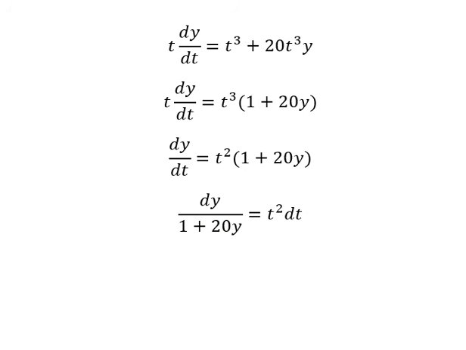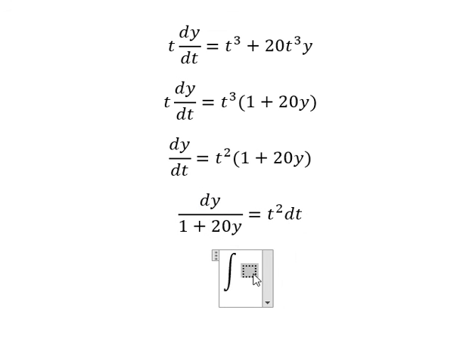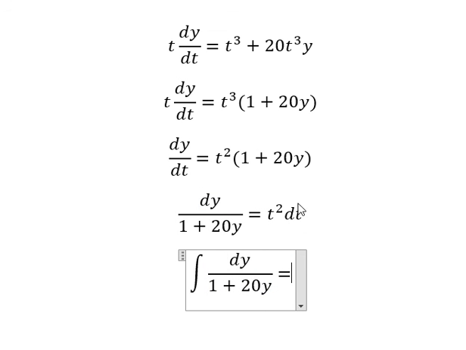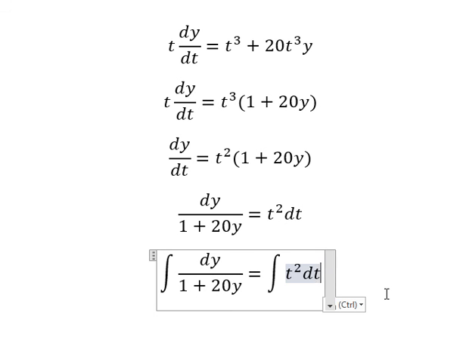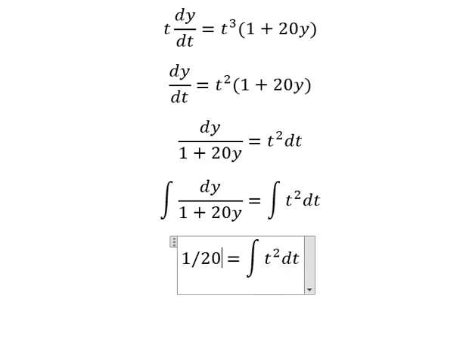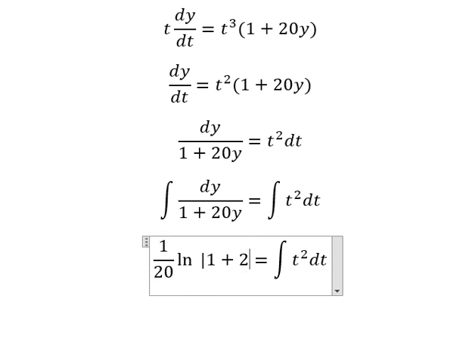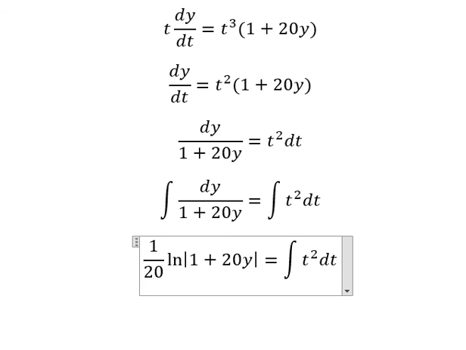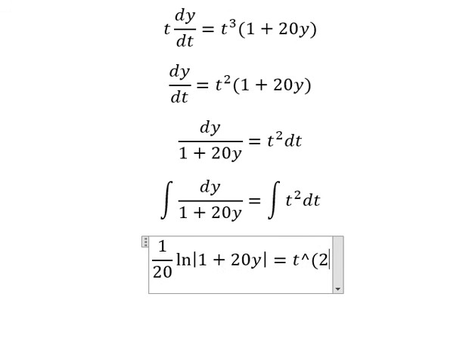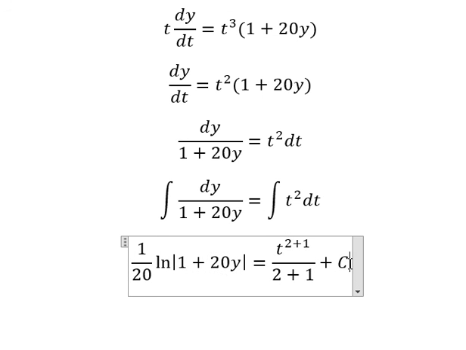Next, we put the integration for both sides. So the integration of this one, we have 1 over 20 ln of the absolute value of 1 plus 20y. This one, that is about t to the power of 2 plus 1 over 2 plus 1, and I will put c.